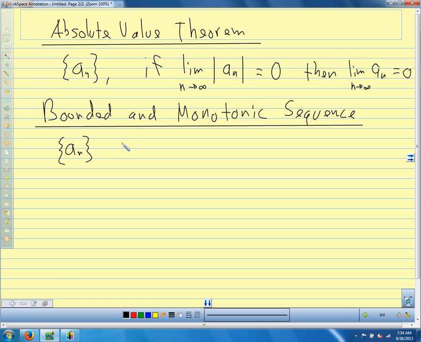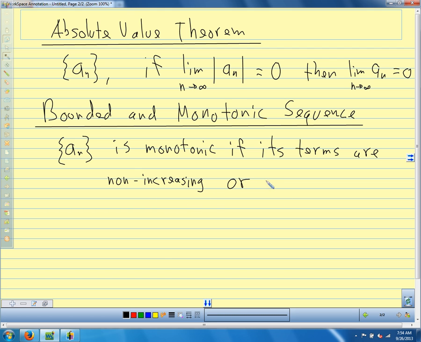So we say a sub n is monotonic, and we use this weird math language, if its terms are non-increasing, so they never increase, so they're only decreasing, or non-decreasing. So this means they never get smaller, they only get bigger.